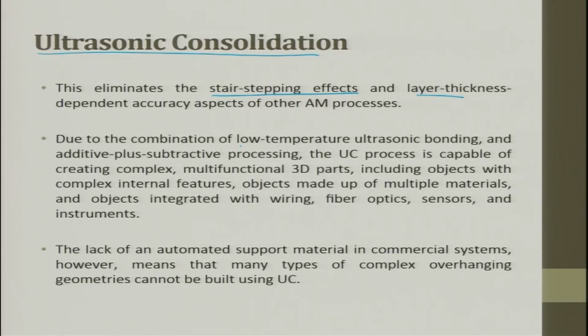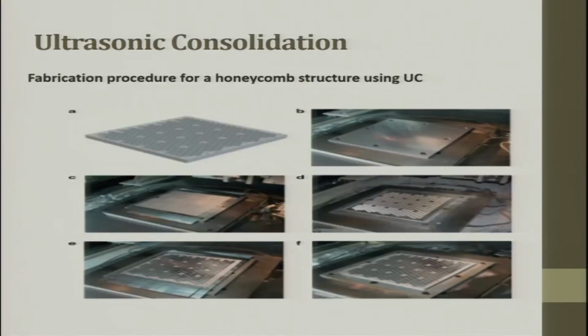Due to the combination of low temperature ultrasonic bonding and additive plus subtractive processes, the UC process is capable of creating complex, multifunctional 3D parts, including objects with complex internal features, objects made from multiple materials, and objects integrated with wiring, fiber optics, sensors and instruments. So, this is a very important take home message of this process. The lack of an automated support material in commercial systems, however, means that many types of complex overhanging geometries cannot be built using UC.